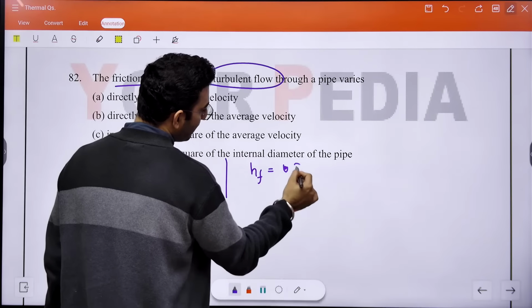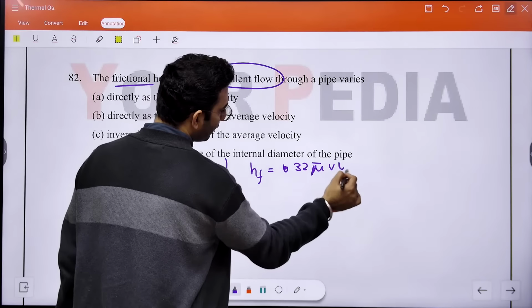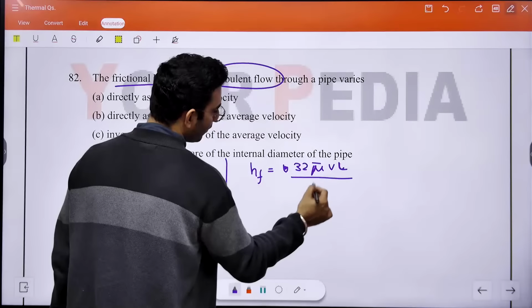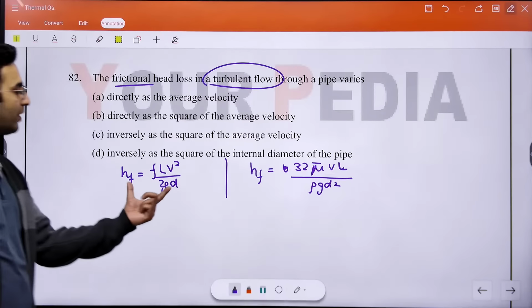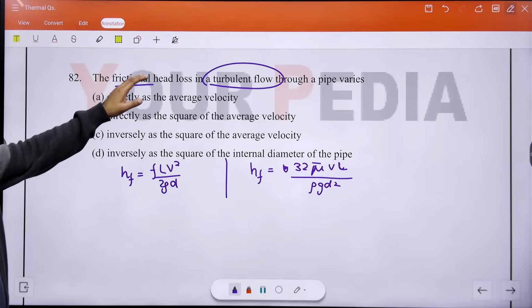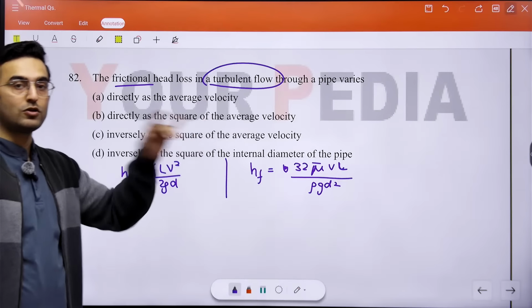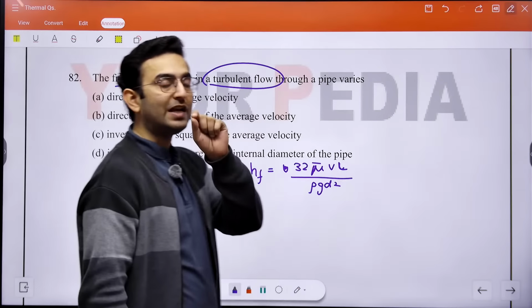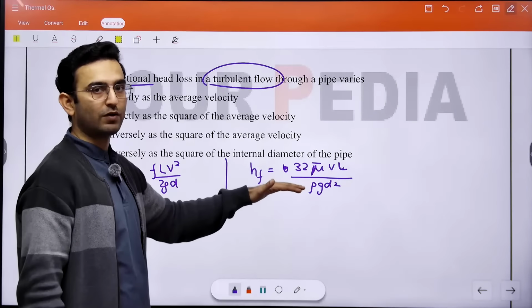Students make the mistake here many times, so just make sure of it. This formula is applicable for laminar and turbulent flow. Whenever this type of question is asked, how the frictional head losses vary with the velocity, and you have to check for laminar flow, always just see this particular formula.